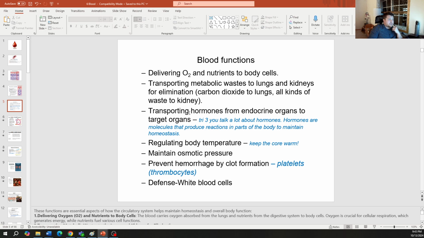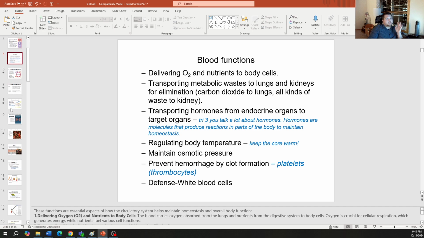We also transport hormones from the endocrine organs to the specific target organs and other parts of the body in order to maintain homeostasis. Again, that's more Tri 3, a little bit this trimester in biochem, more so a little bit in Tri 2, and then more in Tri 3, Tri 4, and throughout. You'll be talking about hormones a lot because a lot of our pathology has to do with hormones.